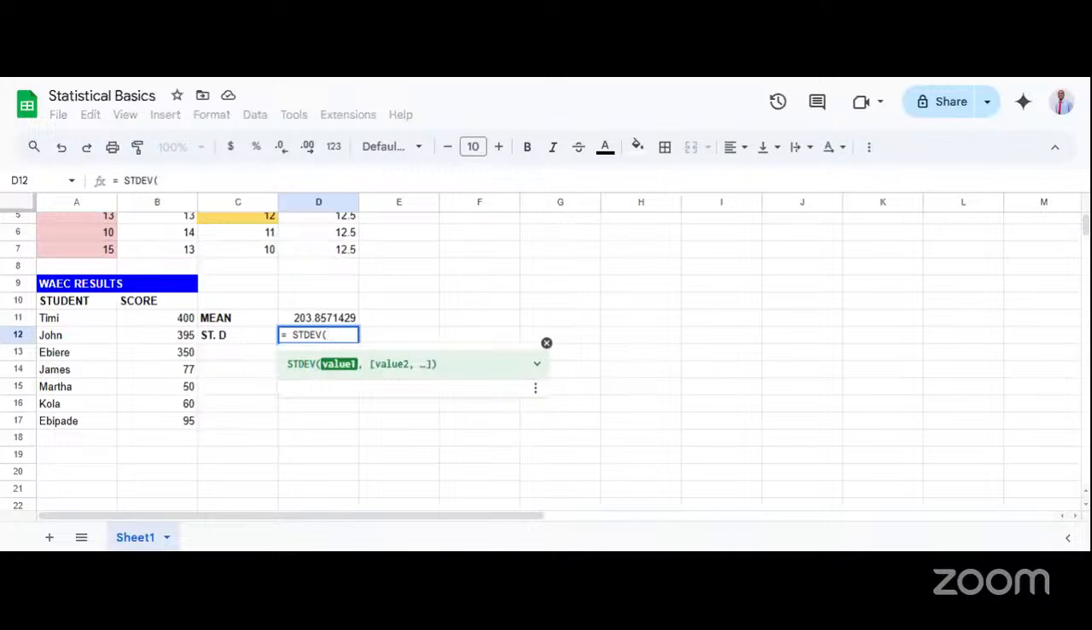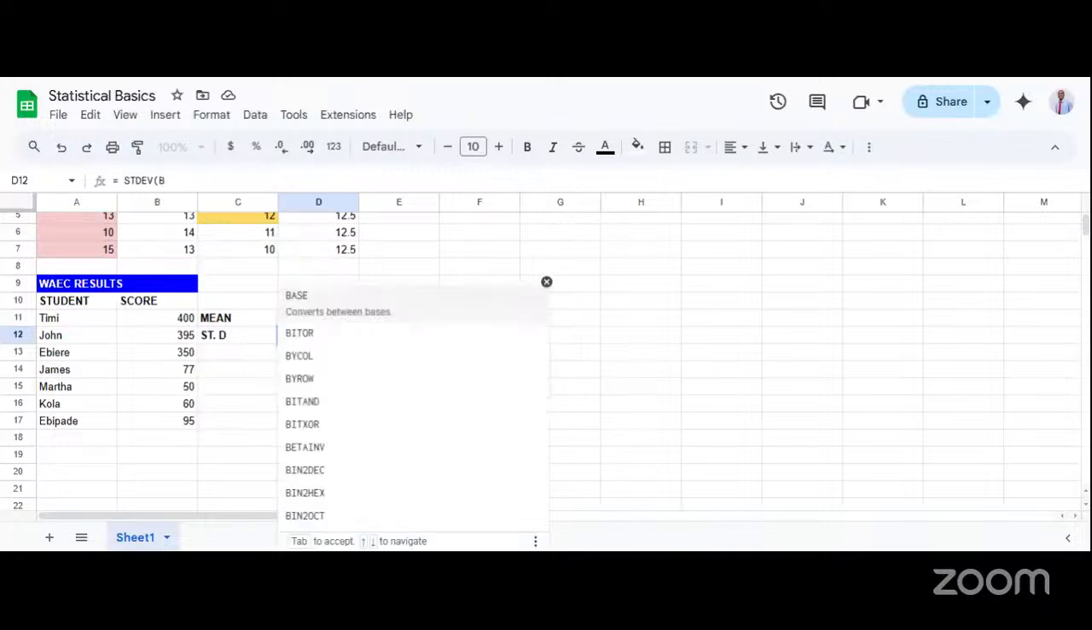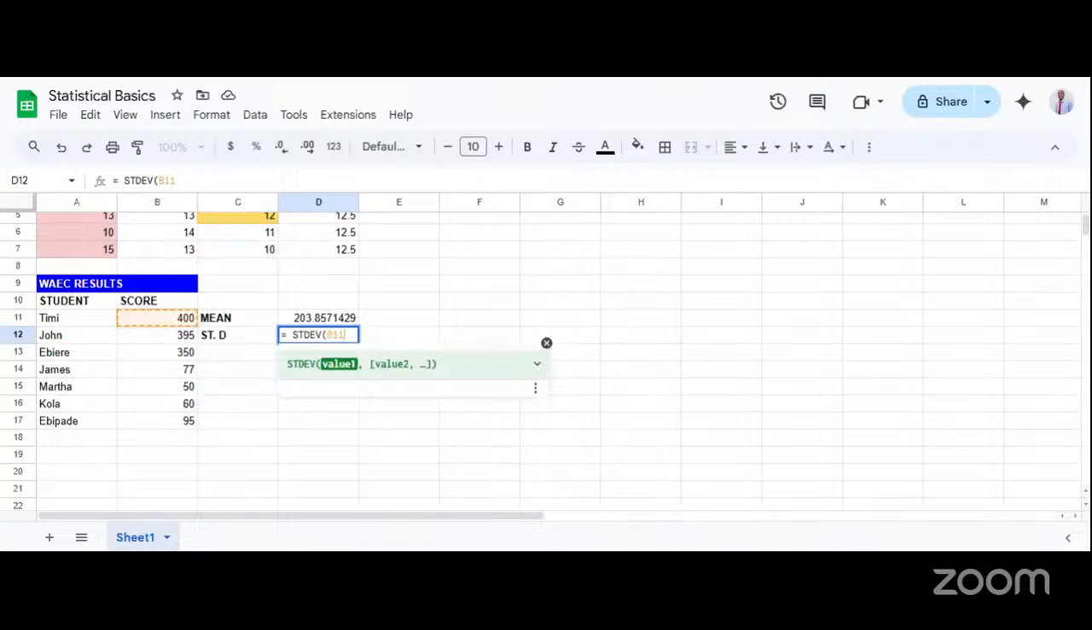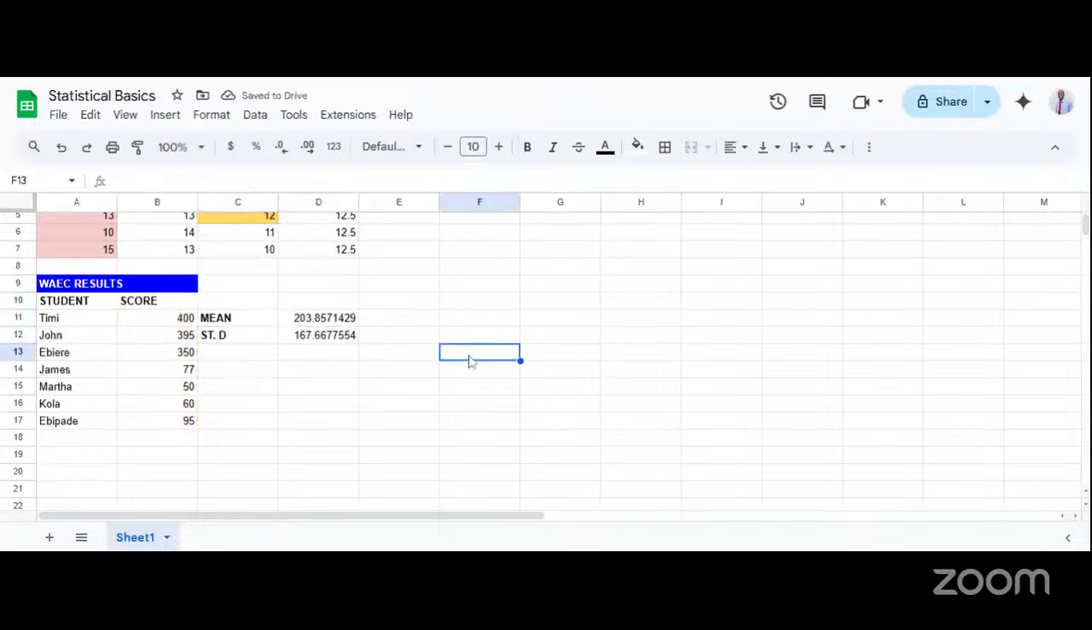So we use the standard deviation formula, then we reference our range, which says B11 to B17, if I'm not mistaken. B11 to B17. So this is what is giving us now.